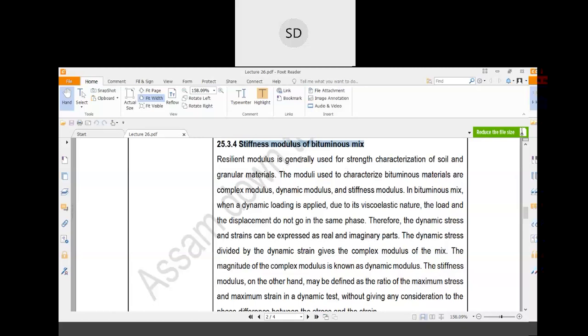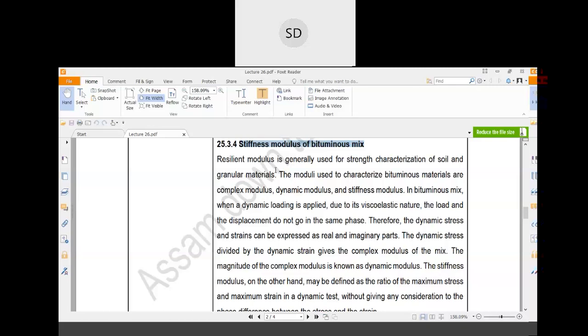Resilient modulus is generally used for strength characterization of the soil and granular material. So, we have discussed that resilient modulus you will find out from dynamic triaxial test, and that is a very important parameter for the soil subgrade. Now, the moduli used to characterize the bituminous material are complex modulus, dynamic modulus, and stiffness modulus. So basically, there are three moduli used to characterize the bituminous material, and these three are complex modulus, dynamic modulus, and stiffness modulus.